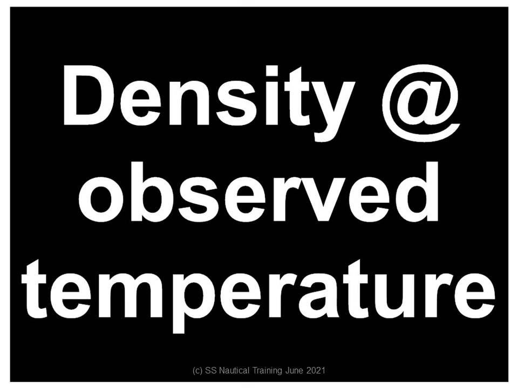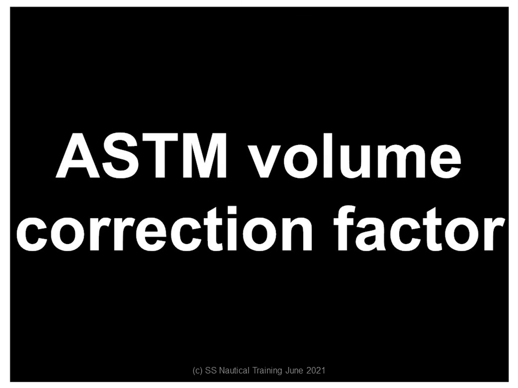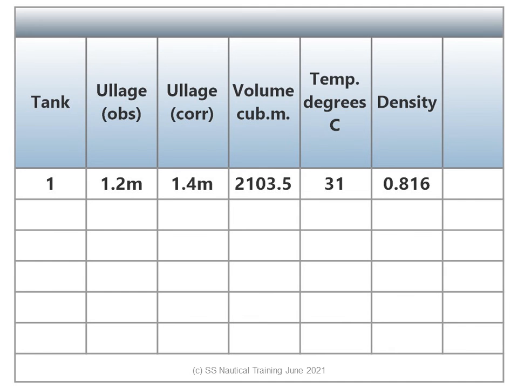Density changes with the temperature. We get the density from the authorized laboratory where the samples were analyzed. The ASTM tables give the volume correction factors to find the volumes at temperature for which the density is given. The density provided is used on the ullage sheet.